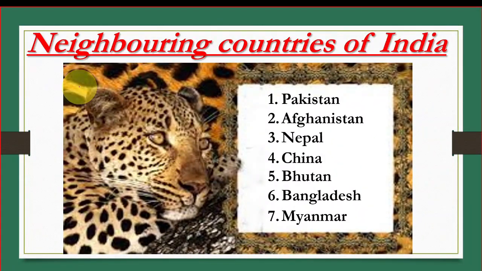Next we see the neighboring countries of India. We have 7 neighbors on the land frontier. They are Pakistan, Afghanistan, Nepal, China, Bhutan, Bangladesh and Myanmar.